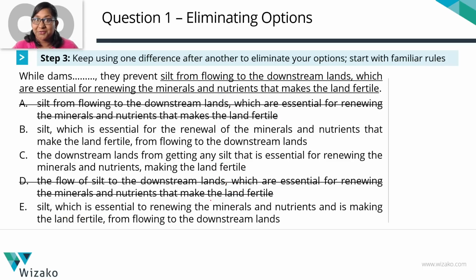Alright, we're down to 3. Let's look at the difference. I quickly see that these options are starting with silt and this option is starting with downstream lands. So that's probably a decision that you can take. What is being prevented? It's not the downstream lands that are being prevented. It is the silt that is being prevented. So it makes a lot more sense for you to start the answer option with silt. That's one reason that C will not work.